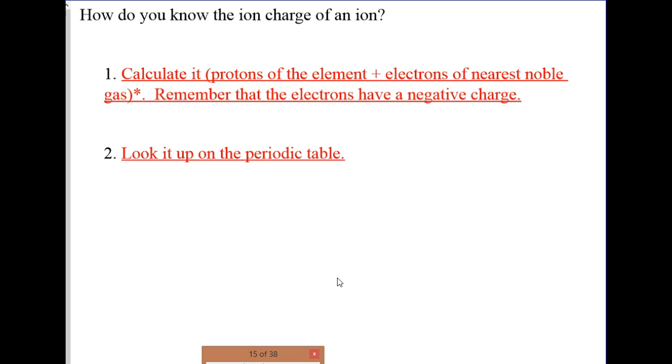The ion charge is calculated, and we call this the net ion charge. When you calculate, you are adding the integers together. You're adding the positive number, which represents the number of protons, and the negative number, which represents the number of electrons. Remember that electrons contribute a negative charge. It's one of the most common mistakes for chemistry students.